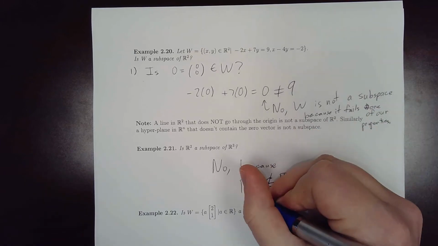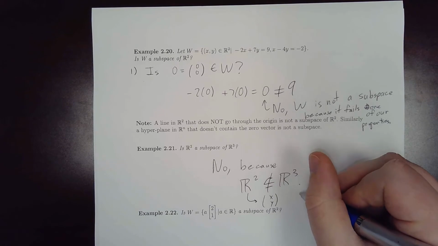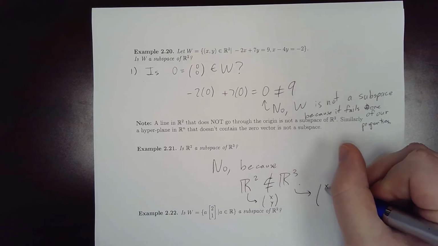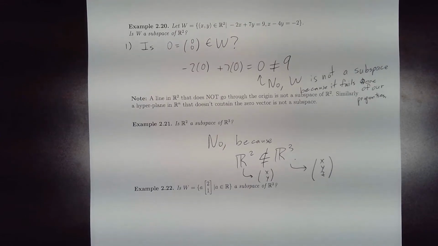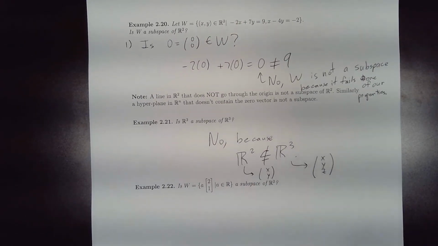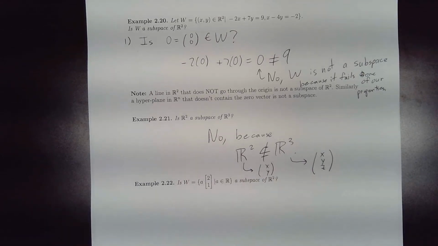So notice that R2 are things that look like x, y, and that is not a subset of things that look like x, y, z. So what we're saying is that they need to have kind of the same number of elements, and then from there, in order for it to be a subset, we need some more restrictions on those elements.